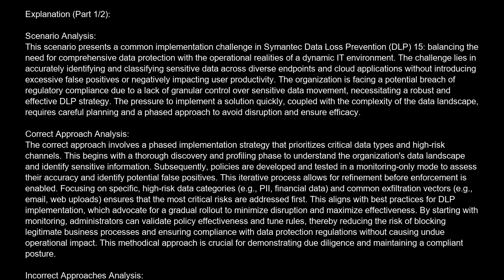Correct approach analysis. The correct approach involves a phased implementation strategy that prioritizes critical data types and high-risk channels. This begins with a thorough discovery and profiling phase to understand the organization's data landscape and identify sensitive information. Subsequently, policies are developed and tested in a monitoring-only mode to assess their accuracy and identify potential false positives. This iterative process allows for refinement before enforcement is enabled. Focusing on specific high-risk data categories, e.g., PII, financial data, and common exfiltration vectors, e.g., email, web uploads, ensures that the most critical risks are addressed first.